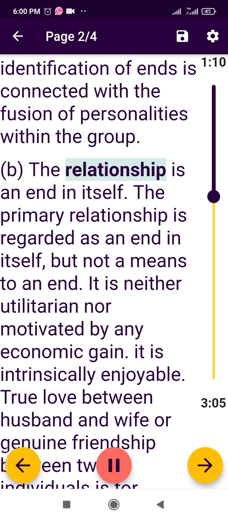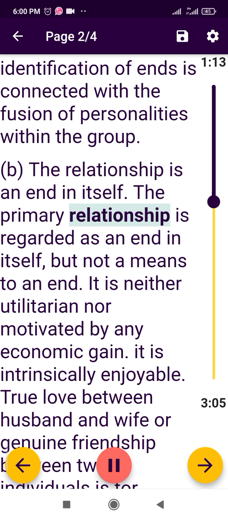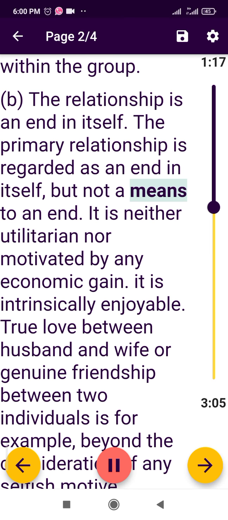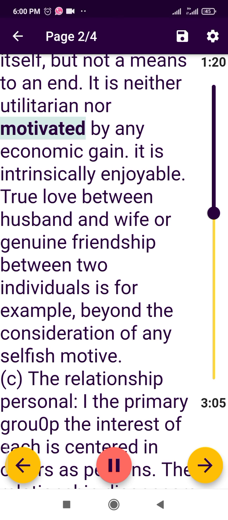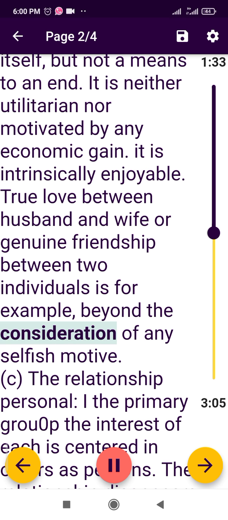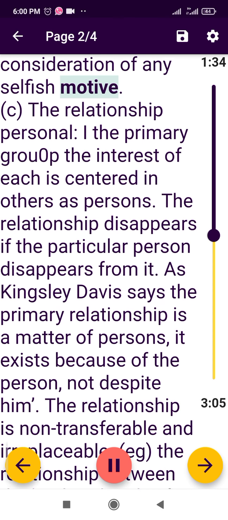B. The relationship is an end in itself. The primary relationship is regarded as an end in itself, not a means to an end. It is neither utilitarian nor motivated by any economic gain. It is intrinsically enjoyable. True love between husband and wife or genuine friendship between two individuals is, for example, beyond the consideration of any selfish motive.